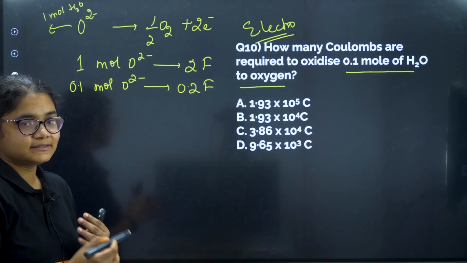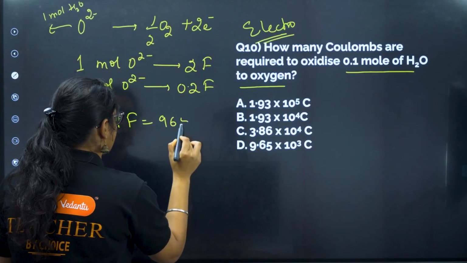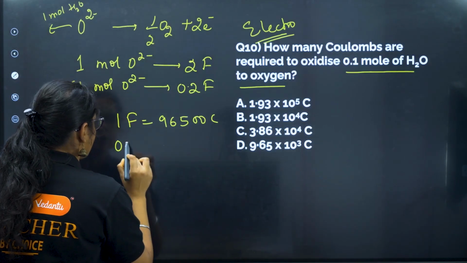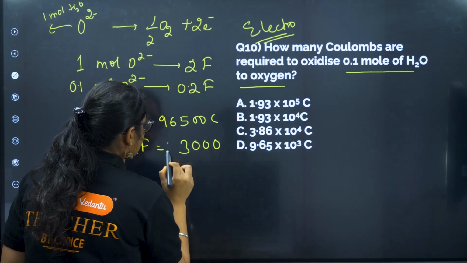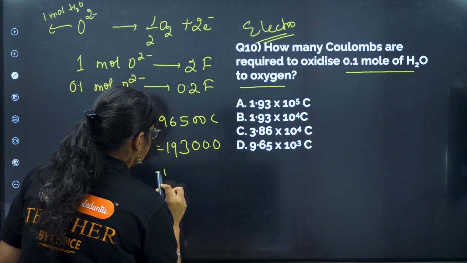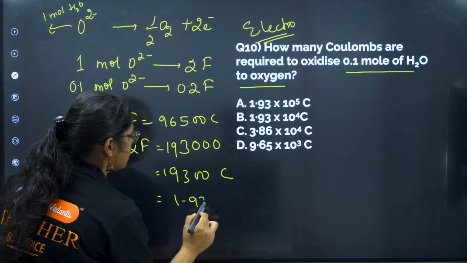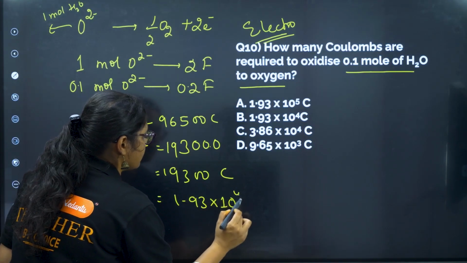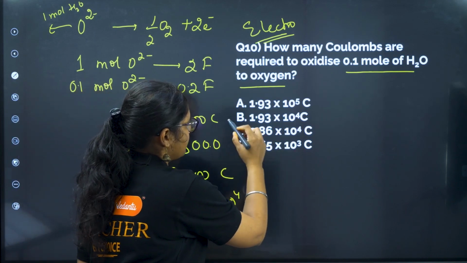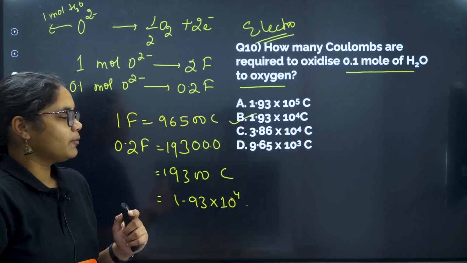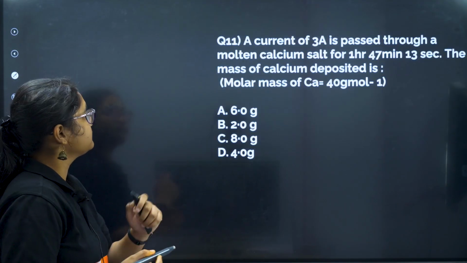Now 0.2 Faraday is how many coulombs? We know 1 Faraday is equal to 96500 coulomb. So 0.2 Faraday will be equal to 19300 coulombs. Now this can be written as 1.93 into 10 to the power of 4. Okay, so the correct answer for this question will be option number B, that is 1.93 into 10 to the power of 4. Now let us see the next question.